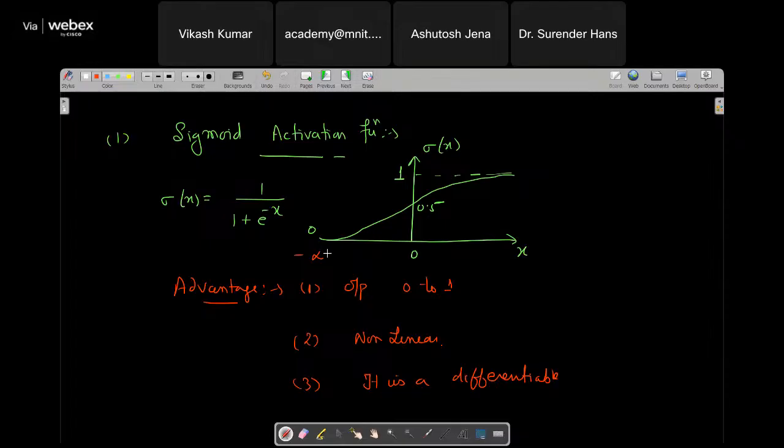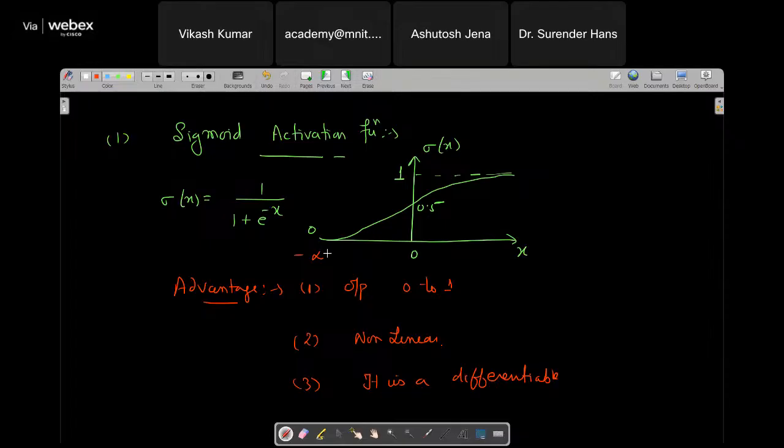Zero. So now saturate. Zero. Saturate function. The output is between 0 to 1. Saturate 0. So vanishing.